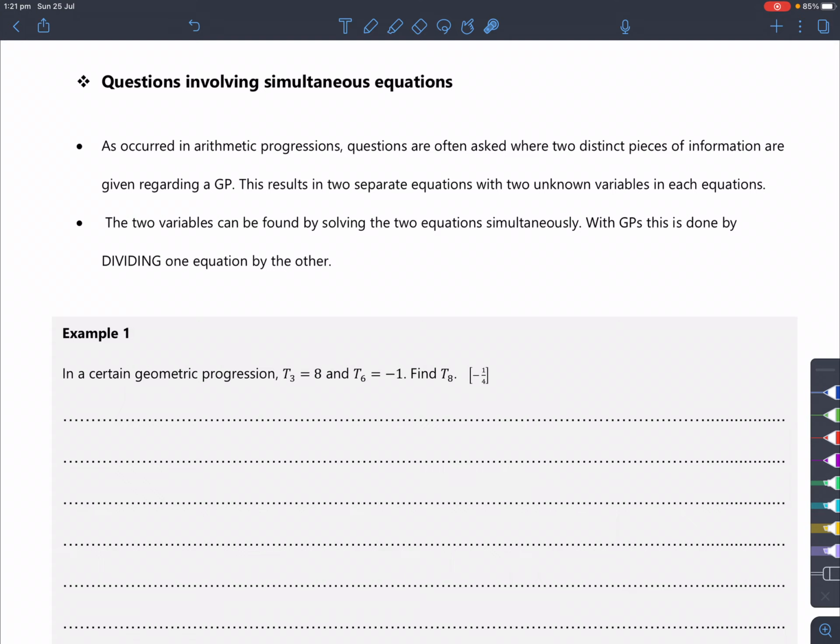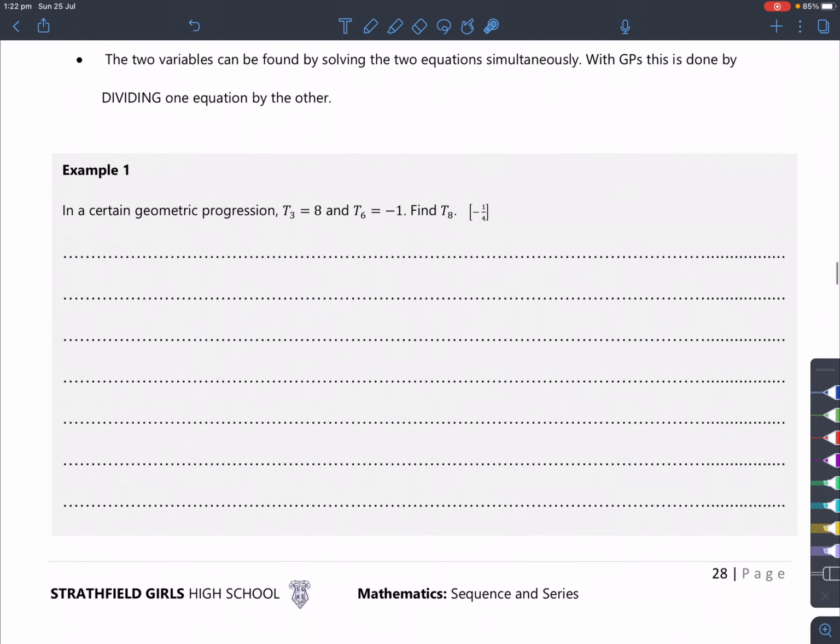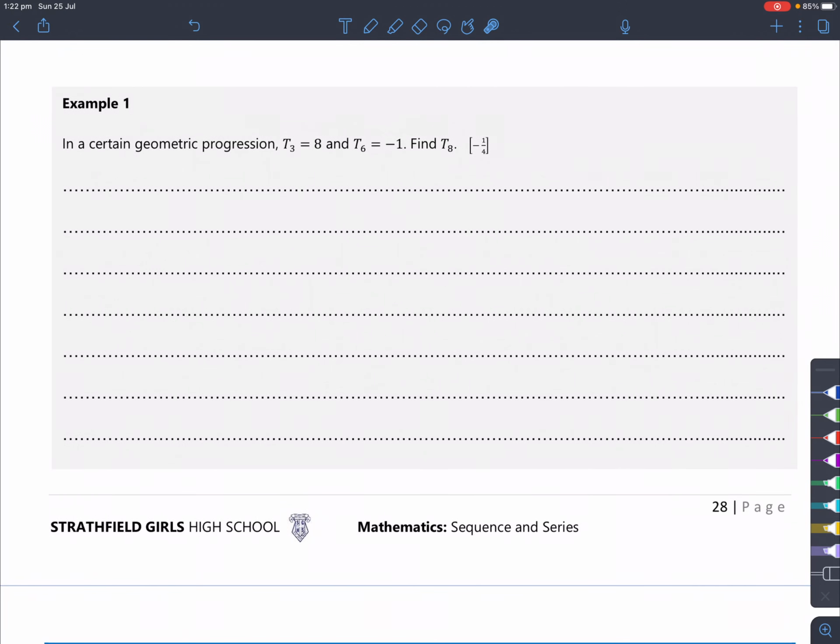Just like how we did in AP, we can have questions that involve simultaneous equations, but this time involving a GP. Okay? Last time I think we added or maybe subtracted 2 equations. This time we're not going to do that, and I'll show you how. So in example 1, in a certain geometric progression, T3 is 8, T6 is negative 1. Find T8. So our formula is AR to the power n minus 1.